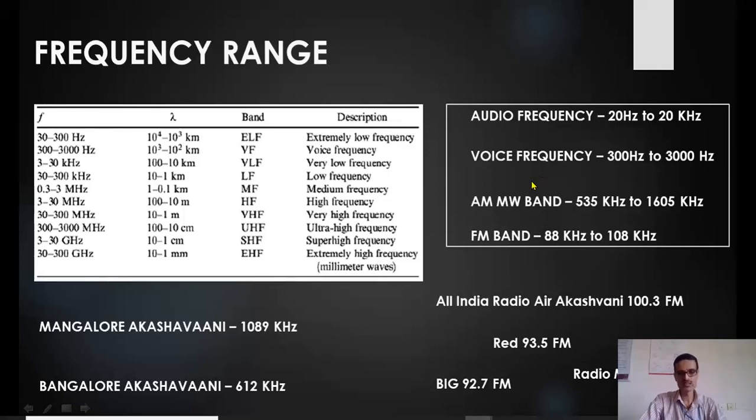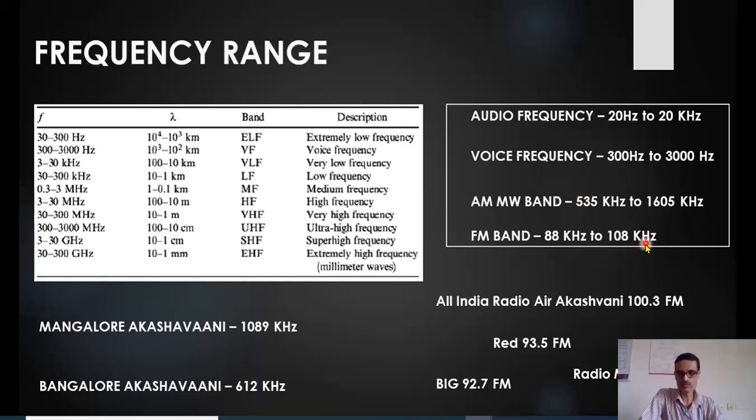So in radio broadcasting, we have something called the AM band and the FM band. In the AM band, again, there are two different types: MW, the medium wave band, and SW, the short wave band. These are all standard frequencies. The MW band, that is the medium wave band, always has a frequency range from 535 to 1605 kilohertz.